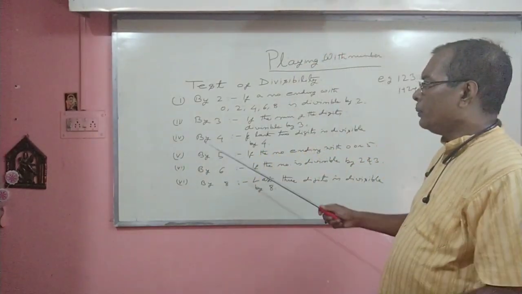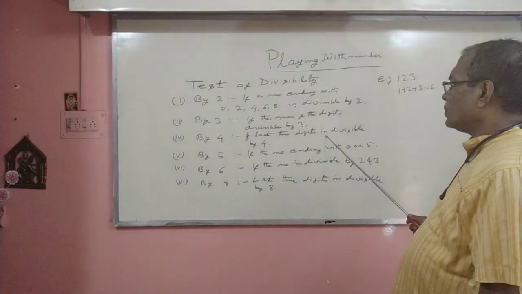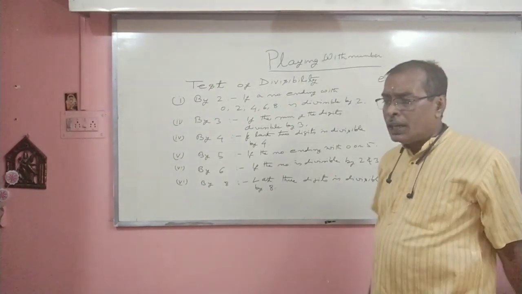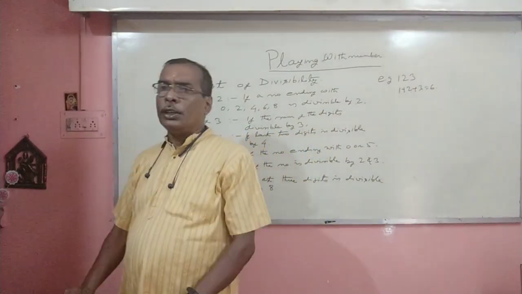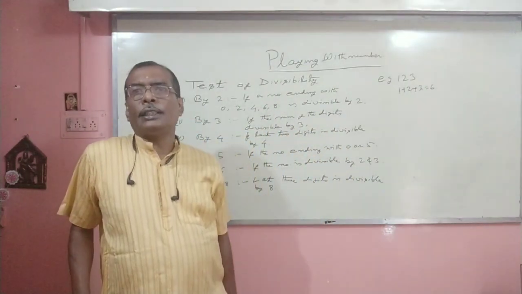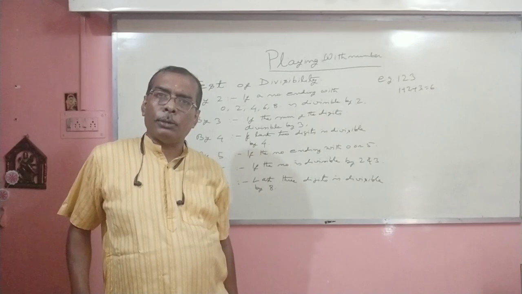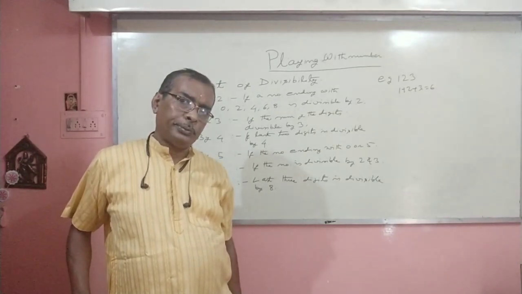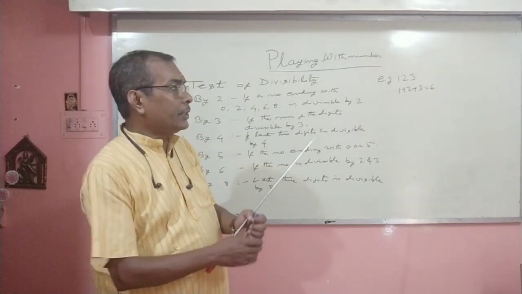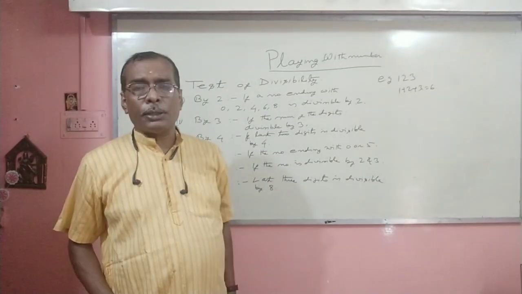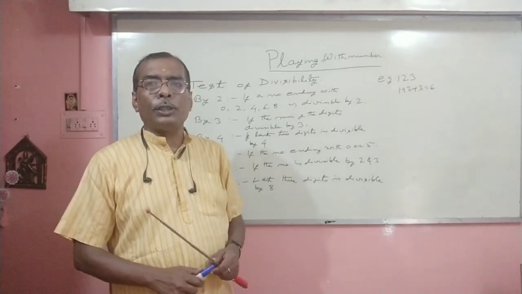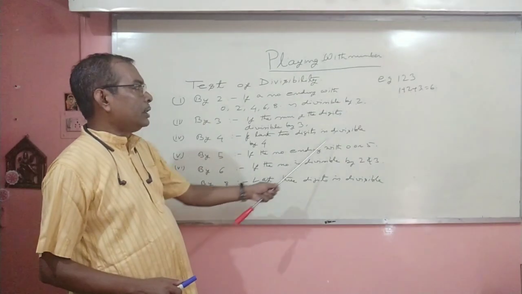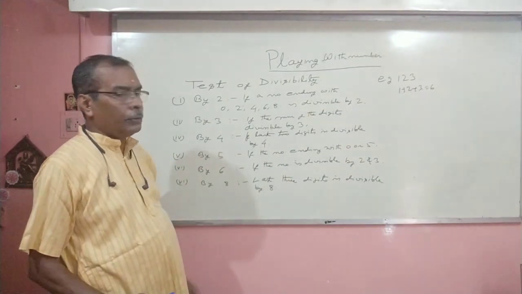Now divisibility by 4. If the last 2 digits are divisible by 4, then the number is divisible by 4. You should not think that any even number is divisible by 4. For example, 12 is obviously divisible by 4, but 14, although it is an even number, is not divisible by 4. If the last 2 digits are divisible by 4, then the complete number will be divisible by 4.